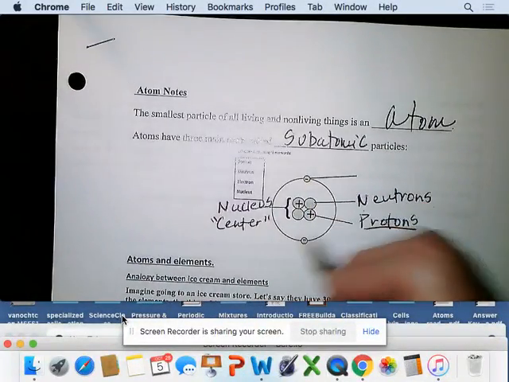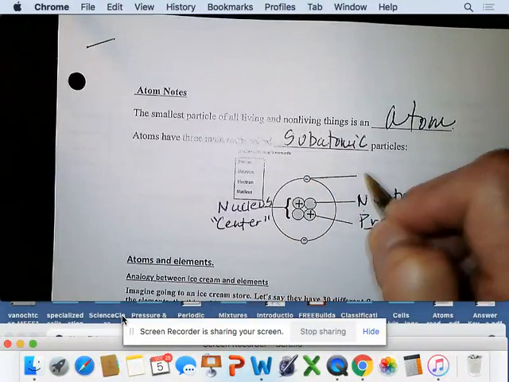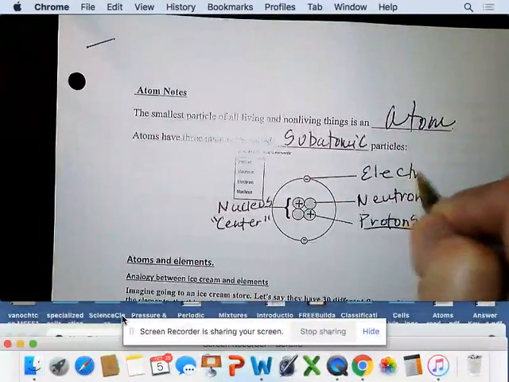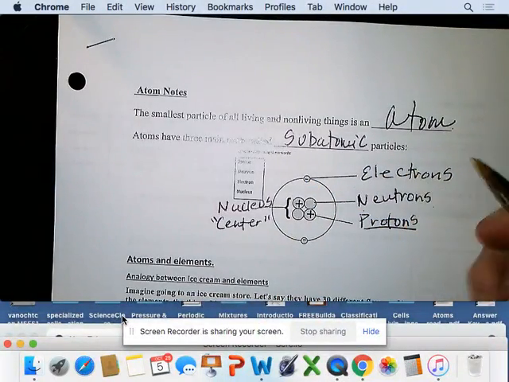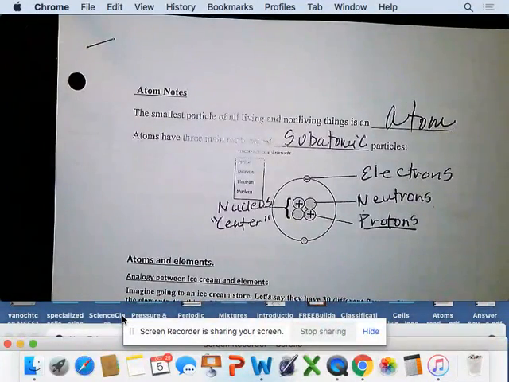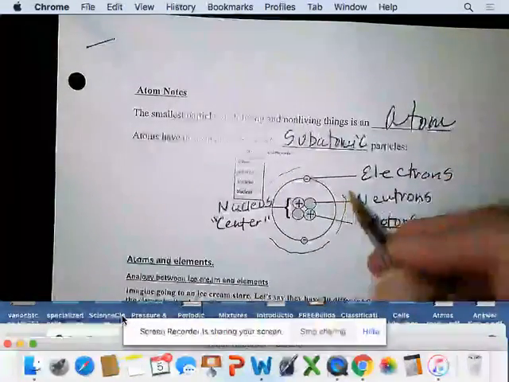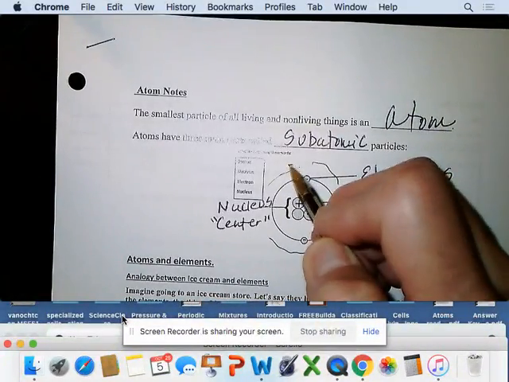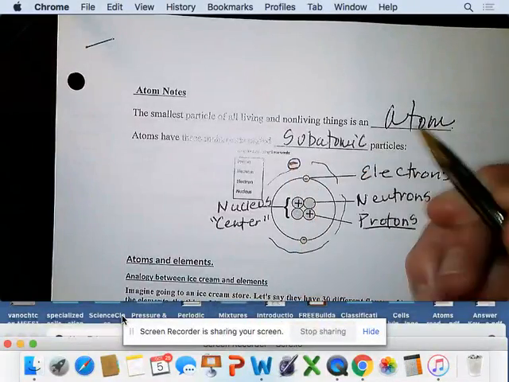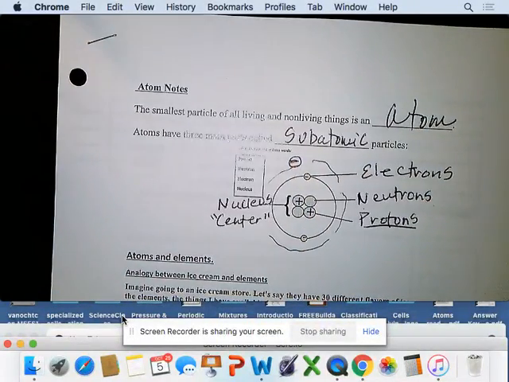And then the electrons orbit in these electron rings or shells. Typically, the electrons will exist in different distances from the nucleus. So we could, in fact, draw another level out here of electrons. As atoms get bigger and bigger, as their atomic numbers get bigger and bigger, then we would add more and more electrons.